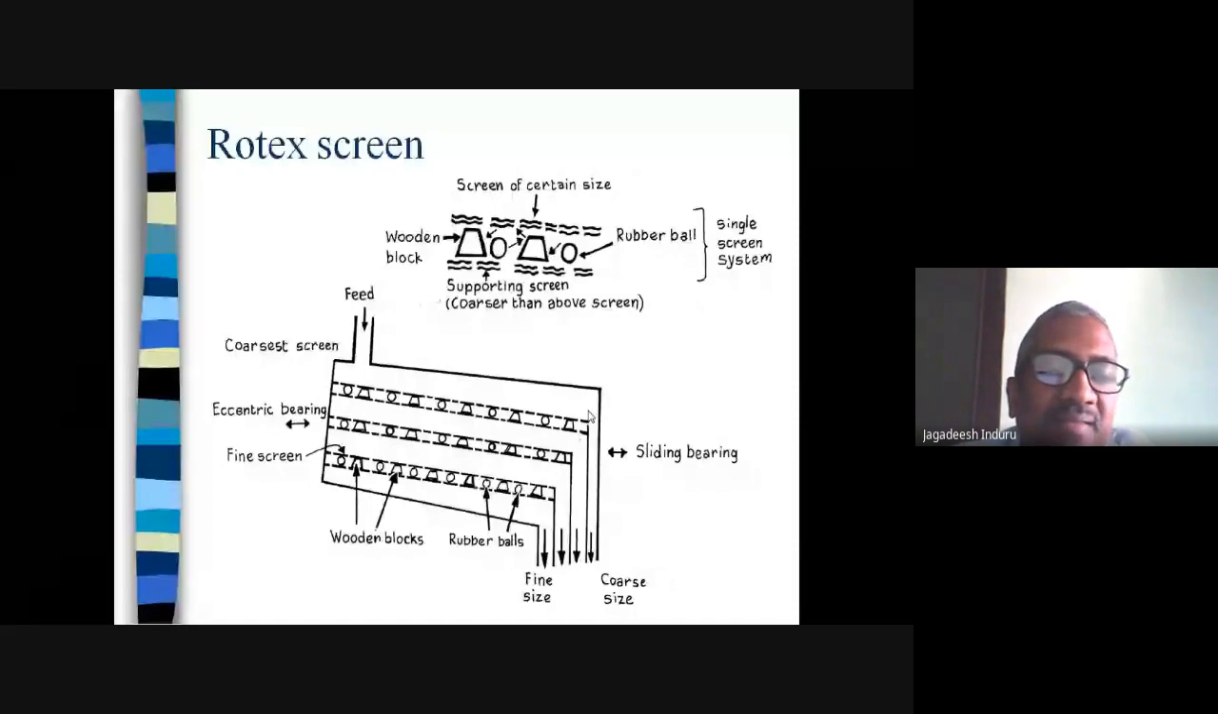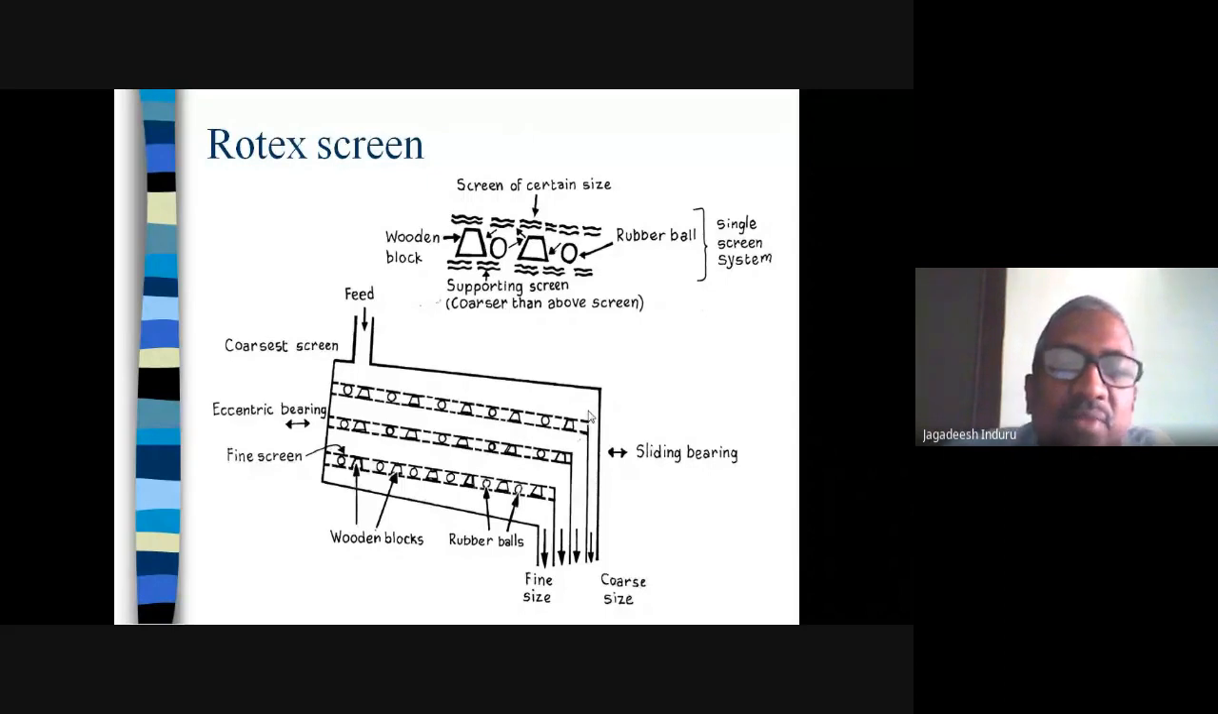When the motor is moving, this entire Rotex screen is moving to and fro. When it is moving to and fro, what will happen? The material which is fed at the top falls onto the top screen, and minus material will come down, and plus material will slide down and be separately collected at the discharge. There are 4 arrows present at the bottom. In the extreme right, you are going to get the coarser size, that is the plus material of the first screen, and the minus material of the first screen, that is the entire set which is present.